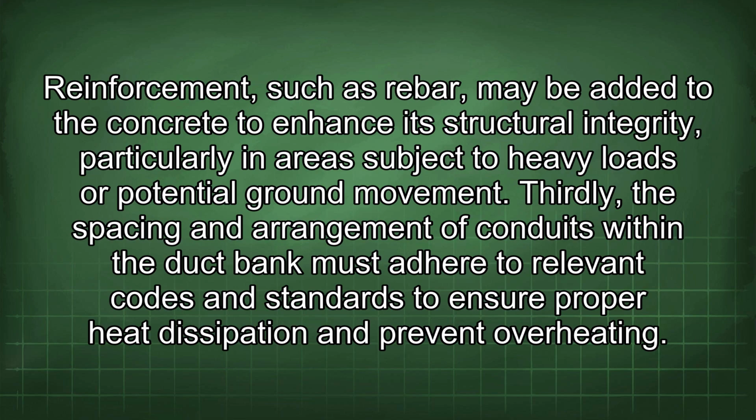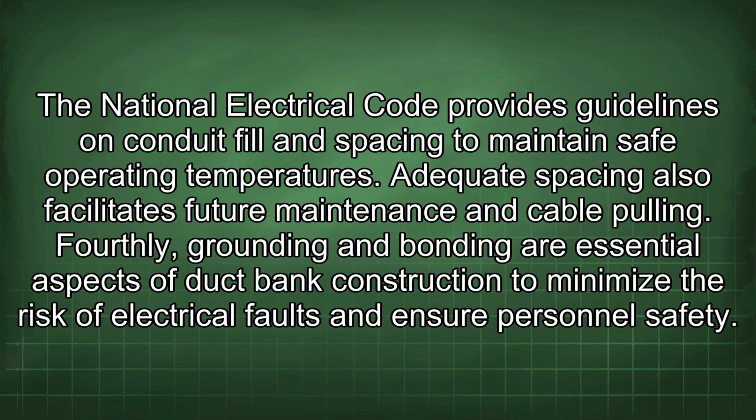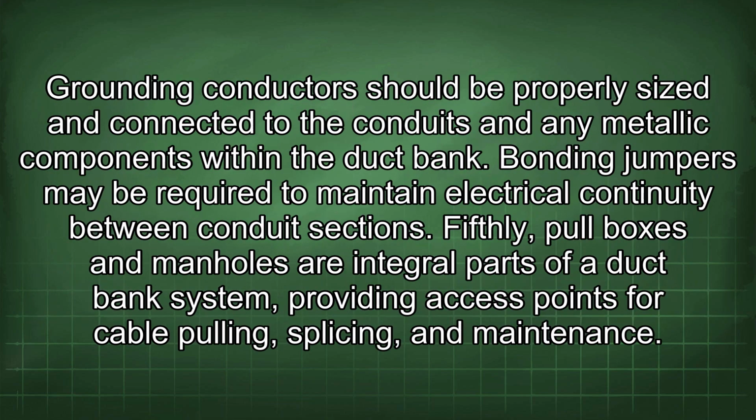Thirdly, the spacing and arrangement of conduits within the duct bank must adhere to relevant codes and standards to ensure proper heat dissipation and prevent overheating. The National Electrical Code provides guidelines on conduit fill and spacing to maintain safe operating temperatures. Adequate spacing also facilitates future maintenance and cable pulling. Fourthly, grounding and bonding are essential aspects of duct bank construction to minimize the risk of electrical faults and ensure personnel safety. Grounding conductors should be properly sized and connected to the conduits and any metallic components within the duct bank. Bonding jumpers may be required to maintain electrical continuity between conduit sections.